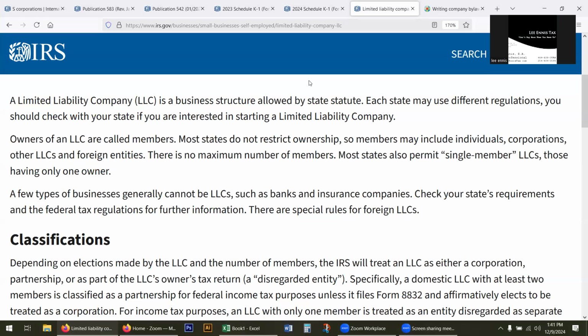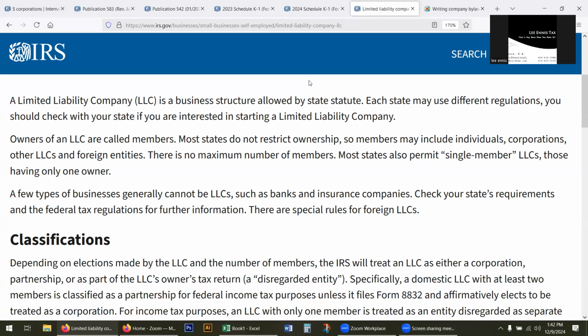Just some quick definitions to get this stuff out of the way. LLCs. I've done a video before about LLCs, but they are created by states, not the IRS. An LLC can be one of three things. An LLC can be a sole proprietorship, which files a Schedule C. It can be a partnership, which files a 1065, or it can be a corporation that files an 1120 or 1120S. All of that depends on how you register the LLC with the IRS.